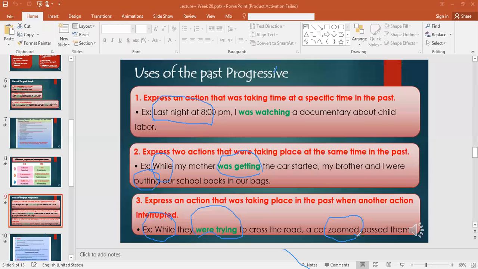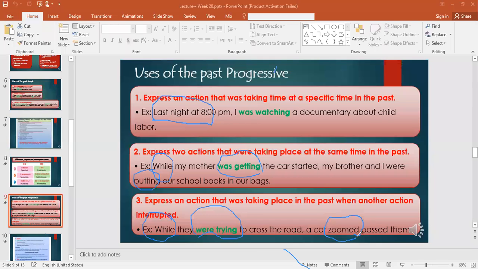Okay, let me give you another example. If I said, while I was watching a movie, the phone rang. So what happened here? The phone rang. The phone interrupted you while watching your movie. Very good. Excellent, guys. So here, the third use of the past progressive is to express an action that was taking place in the past when suddenly another action interrupted.